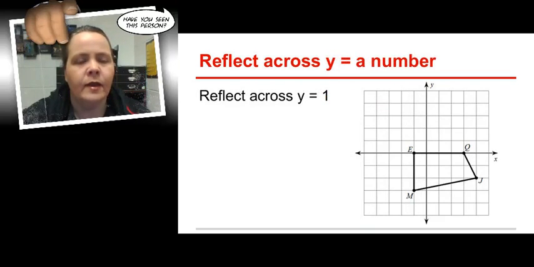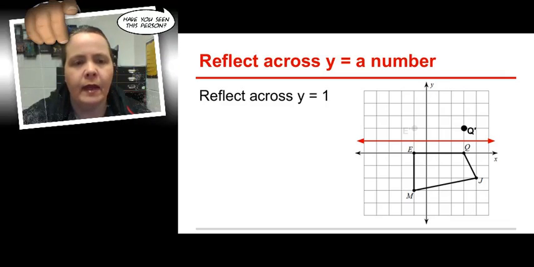Let's look at reflecting across y equals a number. Very similar to across x equals a number. We're going to go to the y-axis though this time, and we're going to find where y equals 1, and we're going to draw a line. So there's my line at y equals 1. And now we're just going to find the images of these points on the other side of that line. So if we look at Q, Q is 1 unit from that line, so its image has to be 1 unit to the other side.